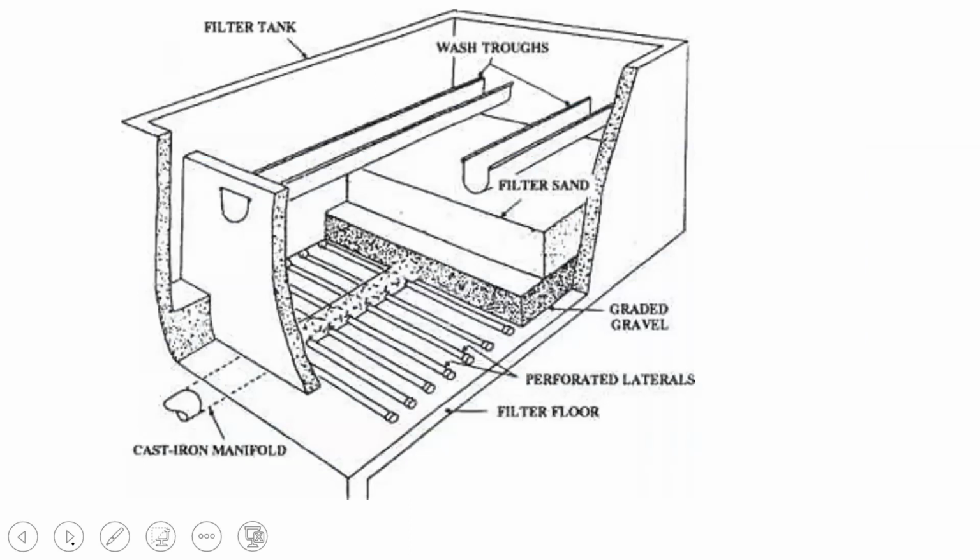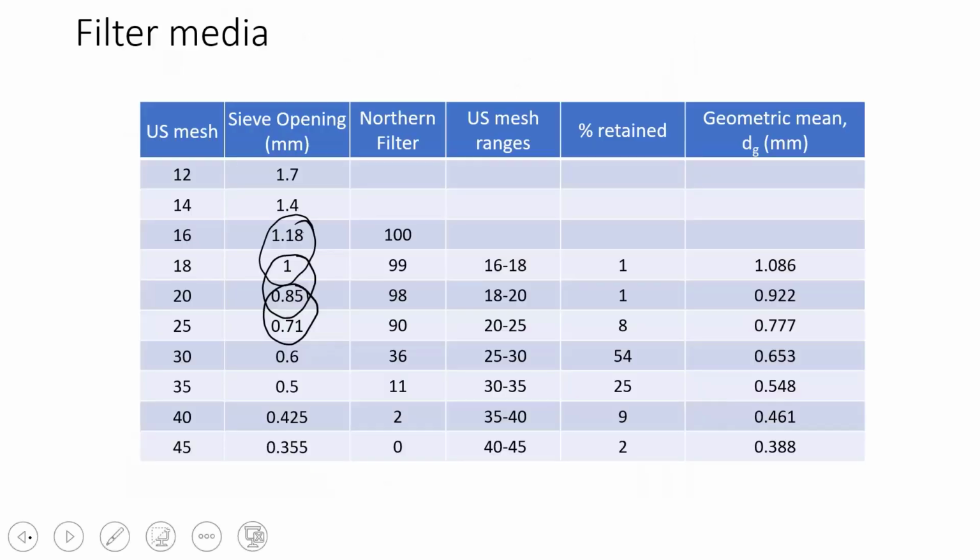Quick question on that. Can you go back to the previous slide? Sure. So for 18, the geometric mean is the two numbers 16 and 18? Or is it for 18 and 20? For this one here, this is equal to the square root of 1 times 1.18. This is equal to the square root of 1 times 0.85. Thank you. Okay.